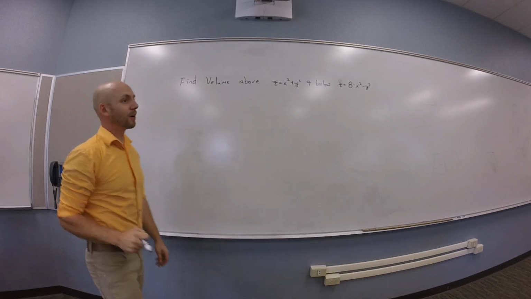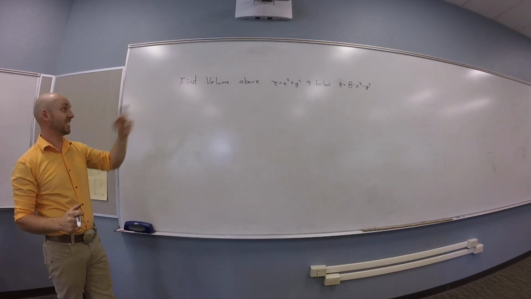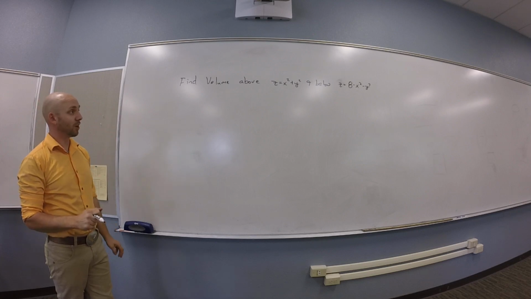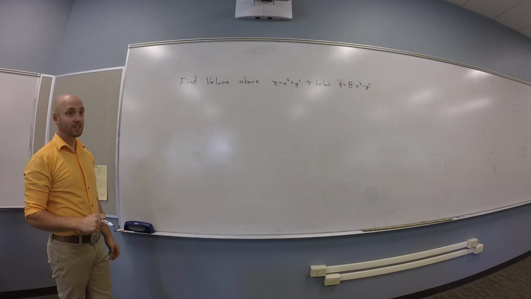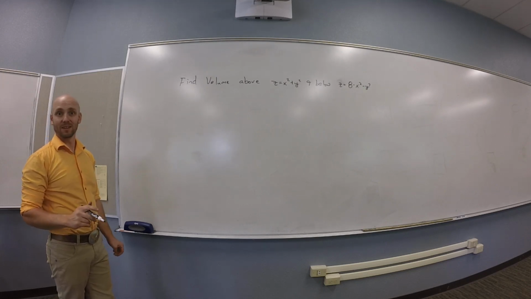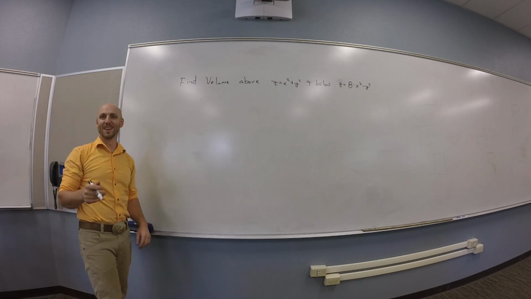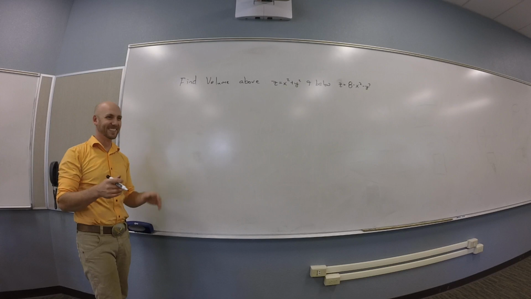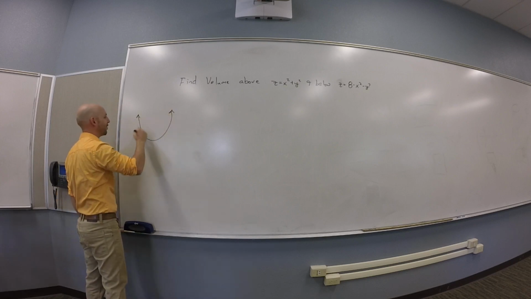Okay, so say I wanted to make an integral to find the volume above z is x squared plus y squared and below z is 8 minus x squared minus y squared. First, what are those things? Ellipses or parabolas. Paraboloids. Elliptical paraboloids. And they are circular paraboloids.